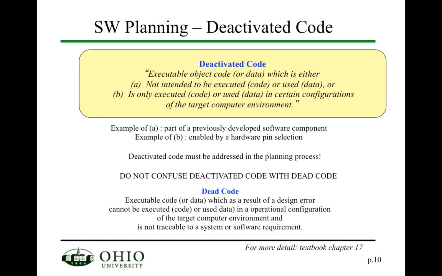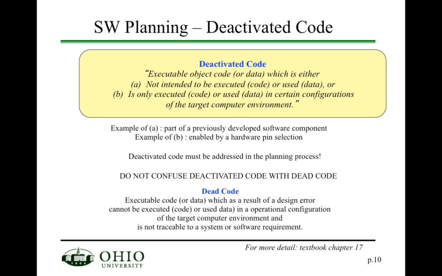I mean, I'm using a previously developed software component, but I really don't need every single portion of that for my new product. That would be an example of deactivated code. Or you can have a piece of code that is not being executed since it is in a particular configuration with a particular target computer. I may run the same code on multiple target computers, but for each target computer, only certain subparts are being utilized. If you make use of deactivated code, you must address this in your planning process.